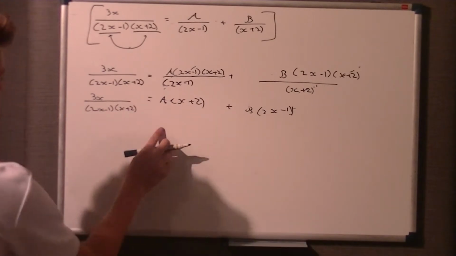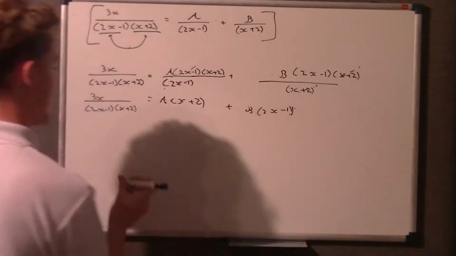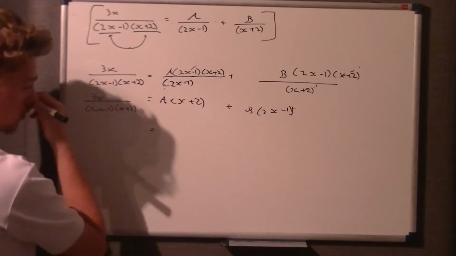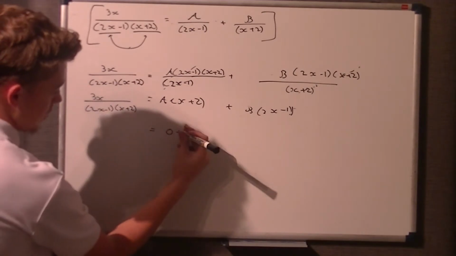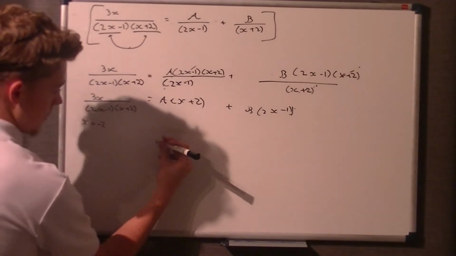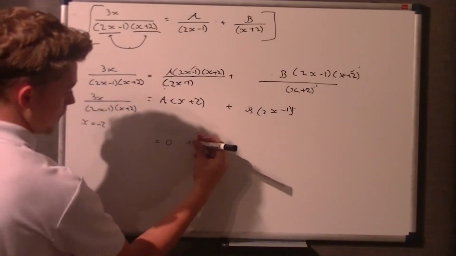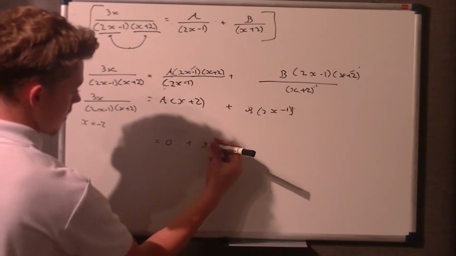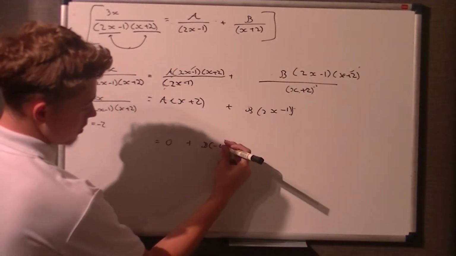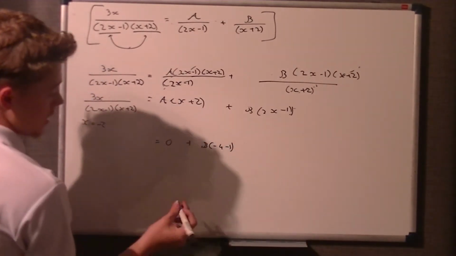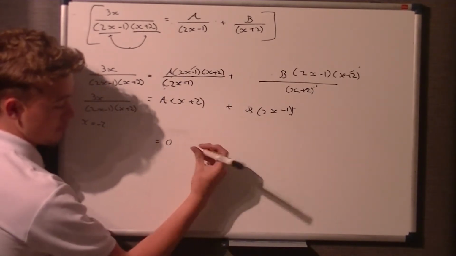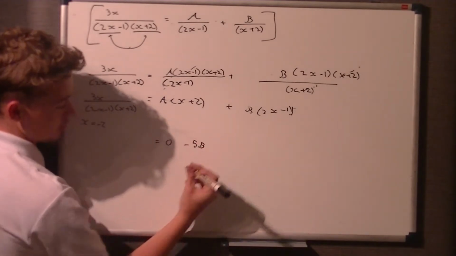So if x was minus 2, a times minus 2 plus 2 would be 0. So if we put minus 2 in here, obviously that's going to equal 0, so we don't need to write that. If I put x equals minus 2, a equals 0. If we put b in, b times 2 times minus 2 minus 4, so it would be minus 4 take 1 times b. It would be b times minus 5, so it would be take 5b. So you can write that in again.